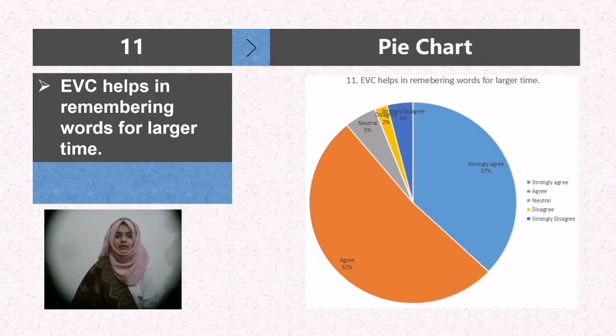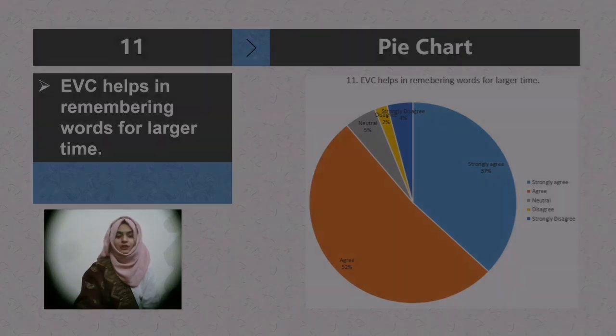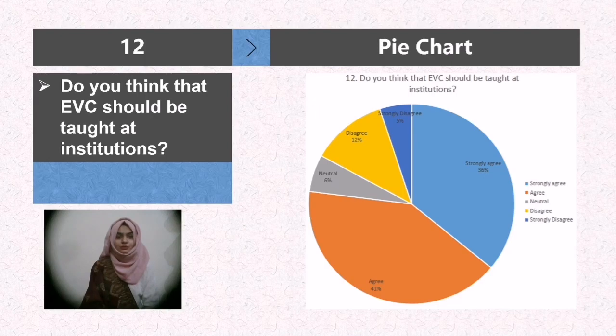Moving towards the 12th question, or the 12th statement. The 12th statement was about: do you think that EVC should be taught at institutions? This question was asked to know if the use of EVC should be granted at academic institutions for vocabulary training or learning. The answer to this question helped in exploring the interest of students in learning vocabulary.